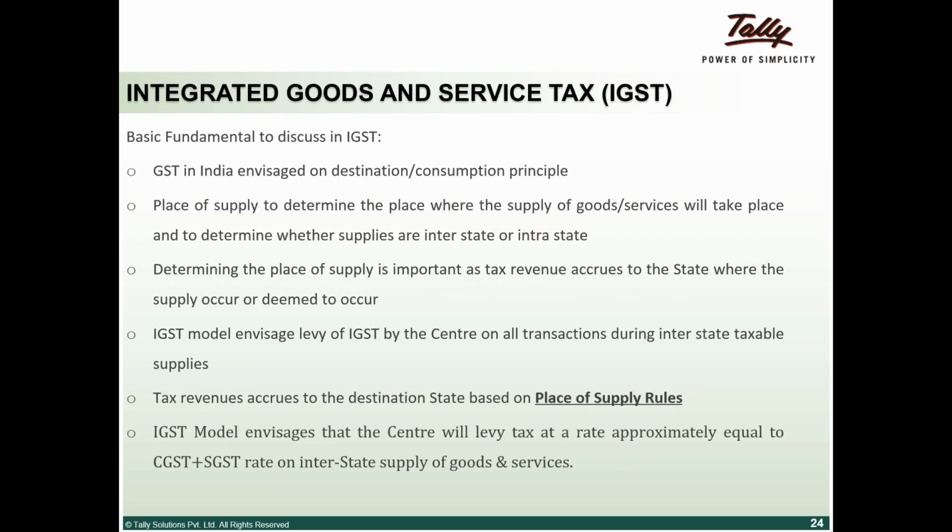Yeah, basically IGST is, like all GST, a destination based tax, based on consumption principles. The important aspect is the place of supply rules. Here it will determine whether the transaction is an intrastate transaction or an interstate transaction. So in IGST they have come out with place of supply rules. Other than that, in these slides, IGST is charged, as I told you, as a combination of CGST and SGST.